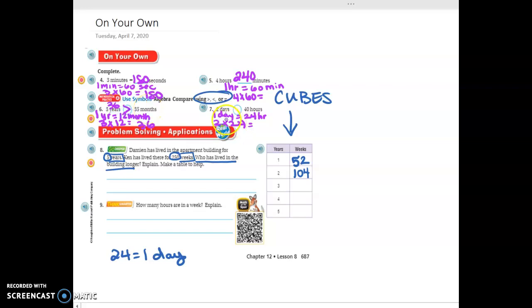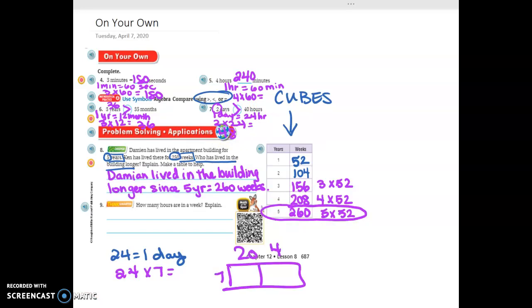Over here, we have 1 day equals 24 hours, but we have 2 days. 2 times 24 would give us 48. So that 48 is greater than 40 hours. After solving, we know that Damien lived in the building longer since 5 years equals 260 weeks.